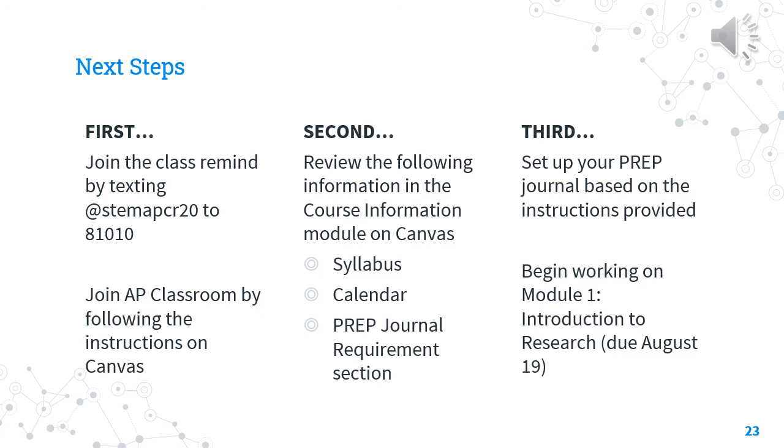Next, you should review the following information in the Course Information module on Canvas. This includes your syllabus, your calendar, and your prep journal requirements section. Third, you need to set up your prep journal based on the instructions provided on Canvas. You should begin working on Module 1, Introduction to Research. This module should be finished and all assignments submitted by 11:59 on August 19th, 2020.